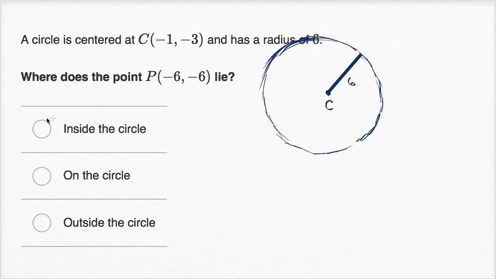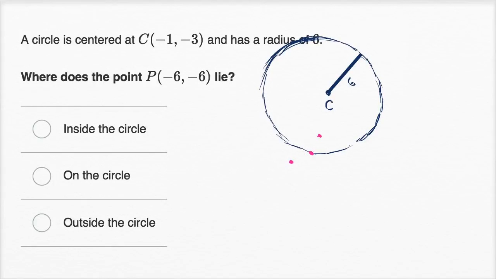So if, for example, P is less than 6 units away, it's going to be inside the circle. If it's exactly 6 units away, it's going to be on the circle. And if it's more than 6 units away, it's going to be outside of the circle. So the key is let's find the distance between these 2 points. If the distance is less than 6, inside. Distance equals 6, we're on the circle. Distance more than 6, we are outside of the circle.